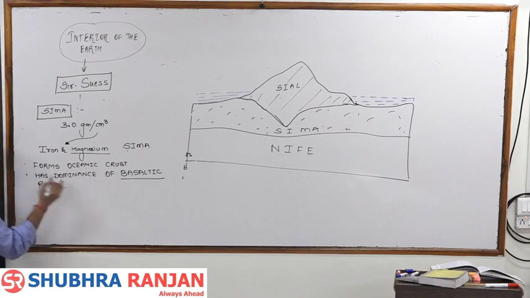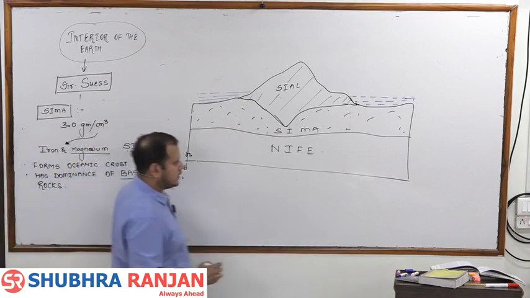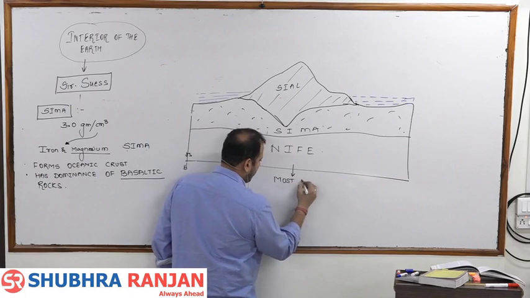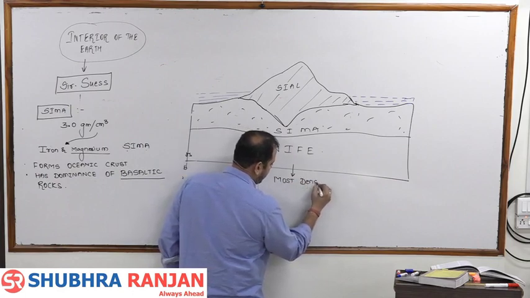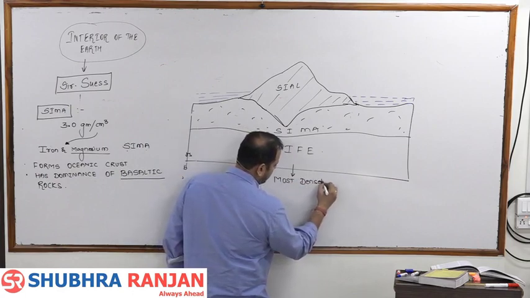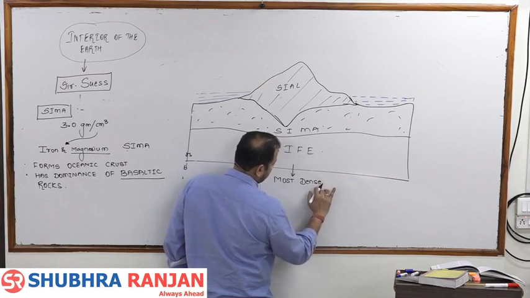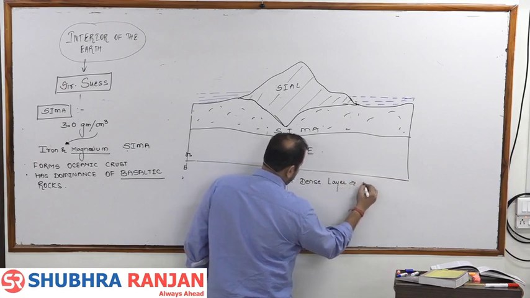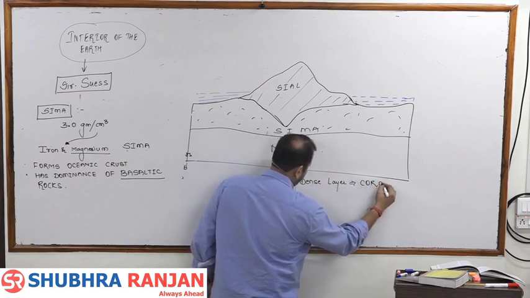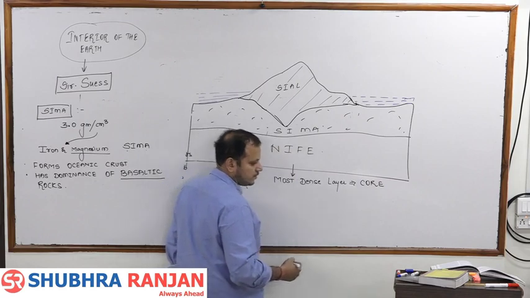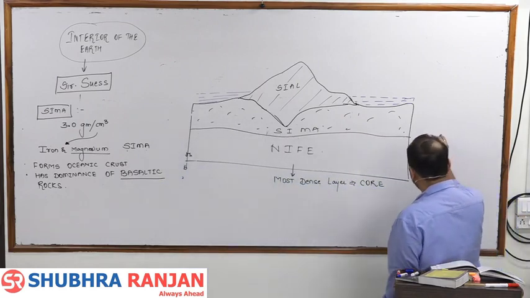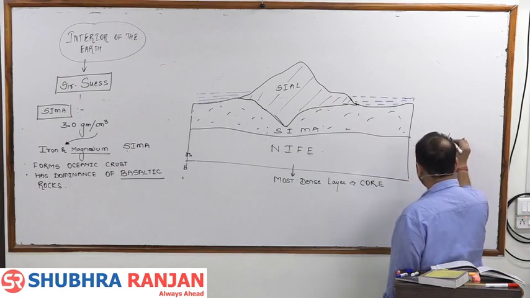Nife is the densest layer which forms the core. It is the most dense layer which forms the core, having an average density of 11 grams per centimeter cube.